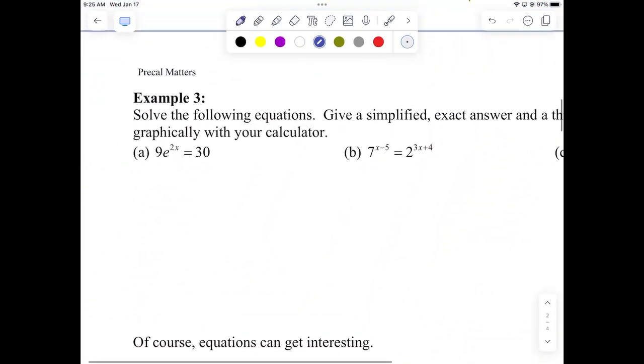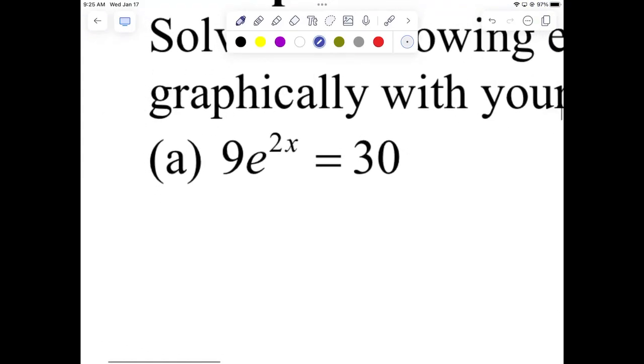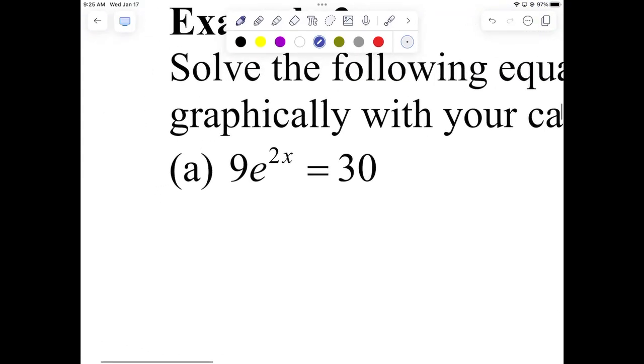All right. Solve the following equations. Give simplified exact answers, 3 decimals. Okay. So now we're getting to the part where I don't think the GTBTS method is going to work. And our phones are not going to be any help to us either.